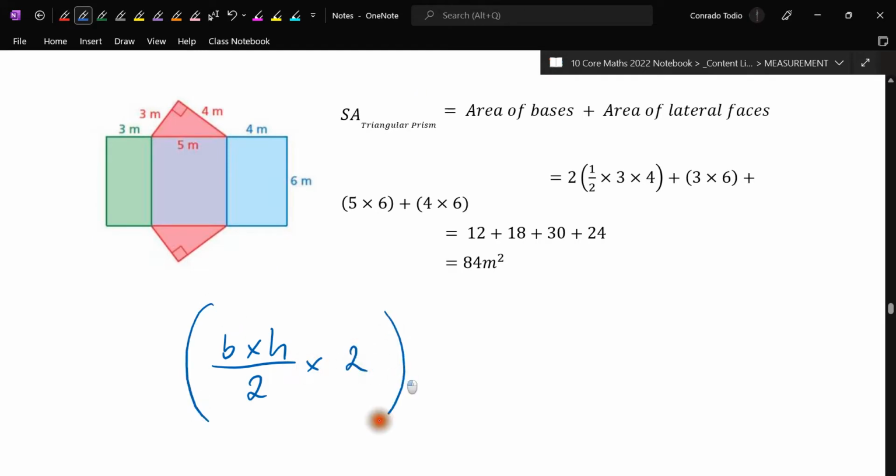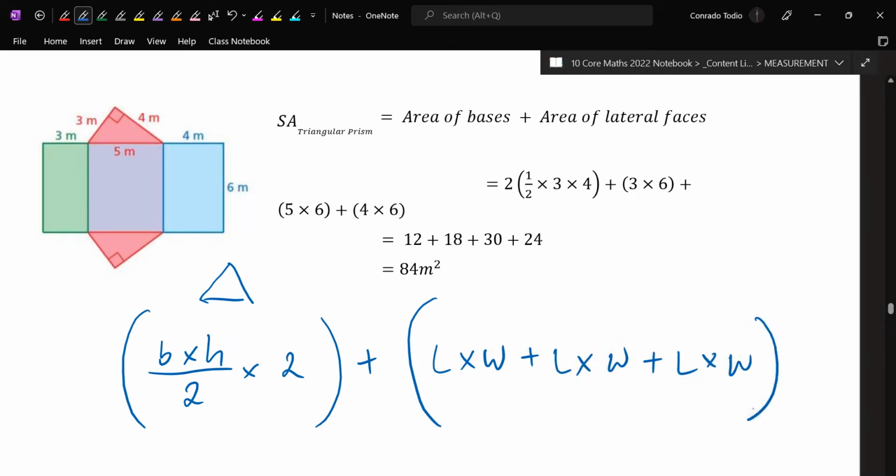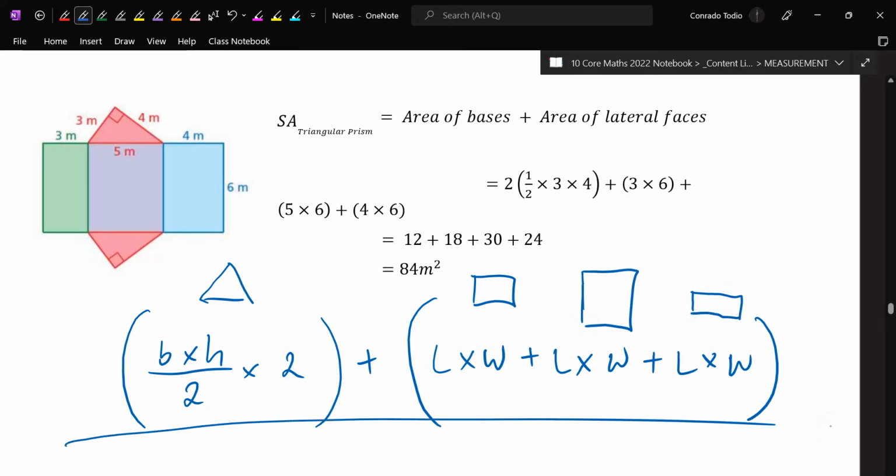That's the triangles. And then add that to length times width plus length times width plus length times width. So these will be the other rectangles. Notice though that there will actually be different rectangles. They're not all going to be the same. So that's the formula that we can use for a triangular prism.